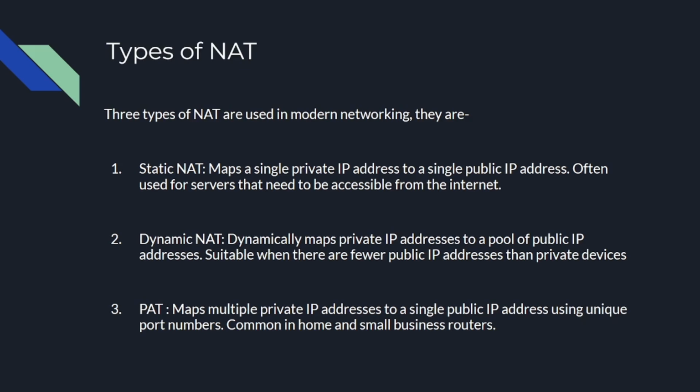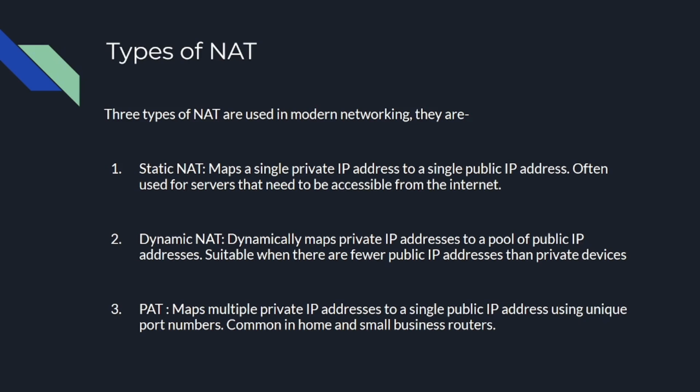Now we'll be talking about types of NAT, as we have discussed the prerequisite part, which was public IP and private IP earlier. So it will be easier for us to understand the types of NAT. There are three types of NAT that we use in modern networking, and these are static NAT, dynamic NAT, and PAT. So what is static NAT? Static NAT basically maps a single private IP address to a single public IP address. Often it is used for servers that need to be accessible from the internet.